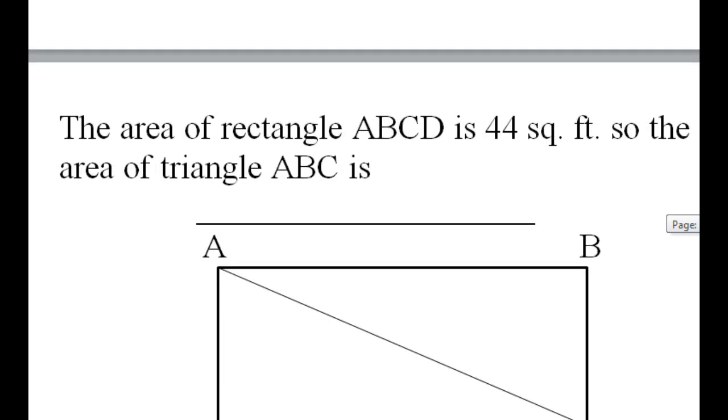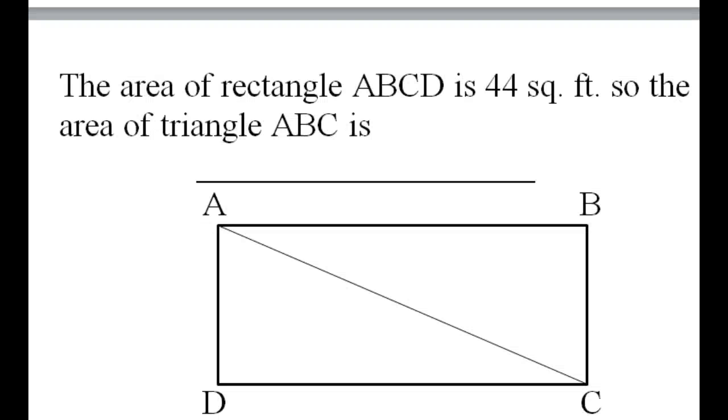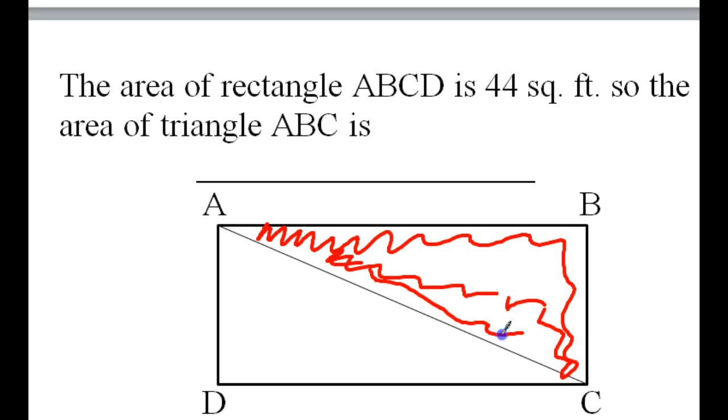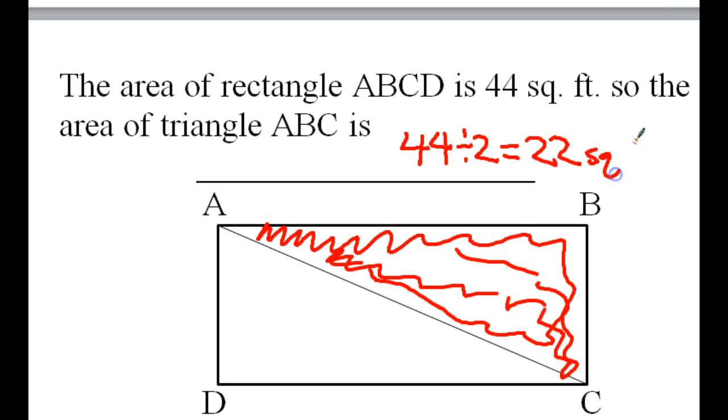The area of rectangle ABCD is 44 square feet. So the area of triangle ABC is what? Well, what if we just shade in triangle ABC? If you notice, it's half of this rectangle, which is sort of where we get the formula for the area of triangles: half of the base times the height. So half of 44 is just 44 divided by 2, which equals 22 square feet.